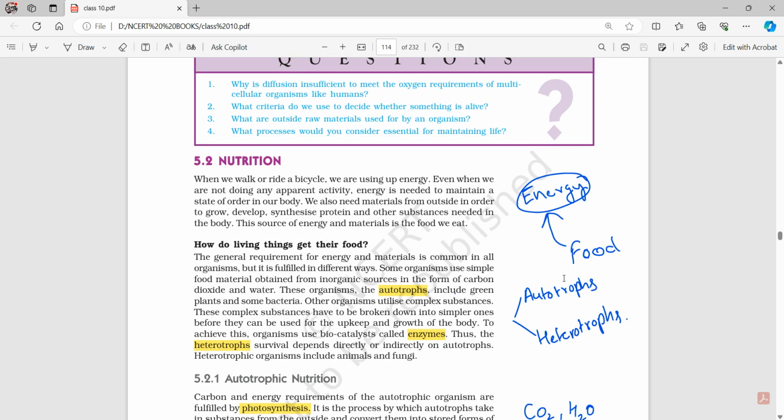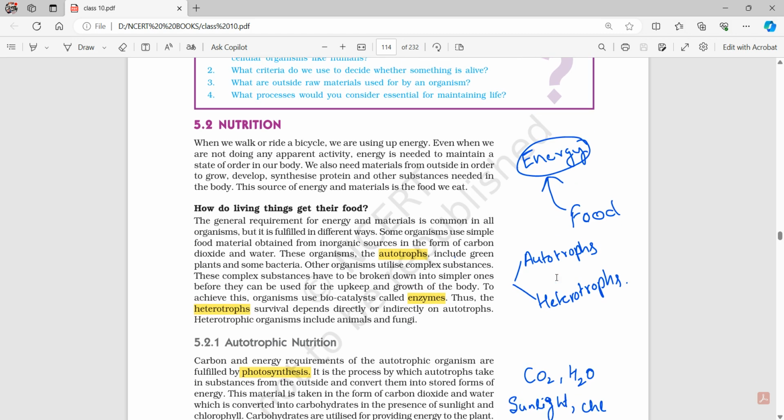5.2 Nutrition. When we walk or ride a bicycle, we are using up energy. Even when we are not doing any apparent activity, energy is needed to maintain a state of order in our body. We also need materials from outside in order to grow, develop, synthesize protein, and other substances needed in the body. This source of energy and materials is the food we eat. How do living things get their food?